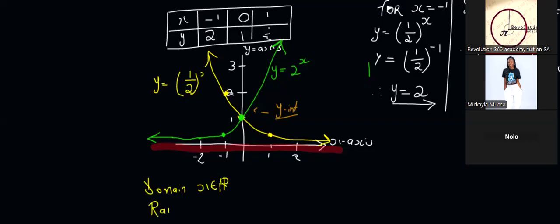Just like that. So this is how basically we draw these graphs, because it's very important to know how to draw the graph. Being able to draw these two graphs, you stand a chance of making sure that you get a distinction. Any question?